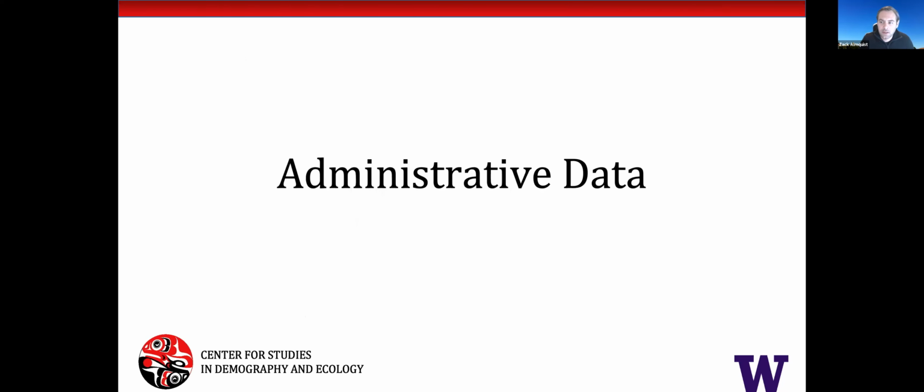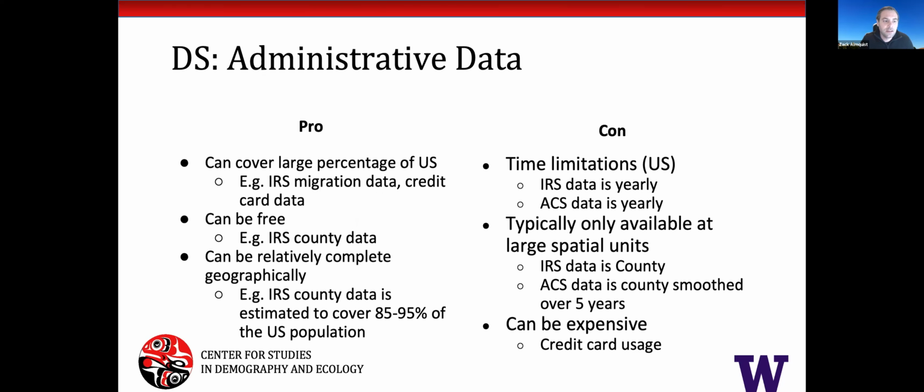All right, so next I want to talk a little bit about administrative data. There's a lot of cool administrative data. For example, the IRS migration data, there's credit card data, there's the American Community Survey. The IRS data is very cool, but it is fairly large aggregates, county-to-county migration data, and only yearly. So you're not going to get this immediacy, but for migration patterns or displacements that are trickling out, it can be a good measure.